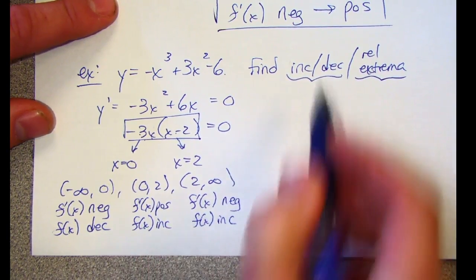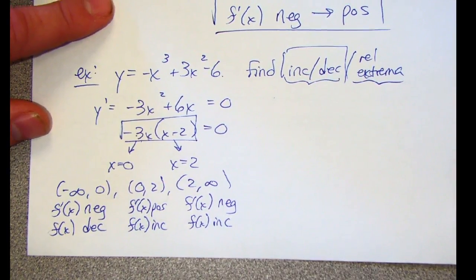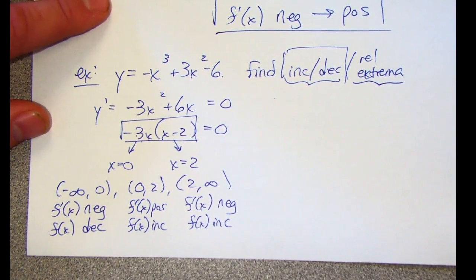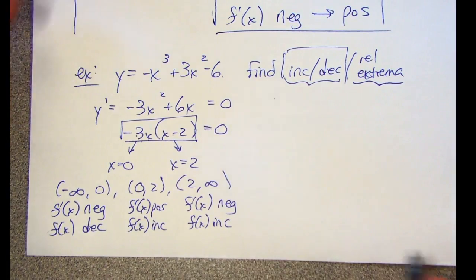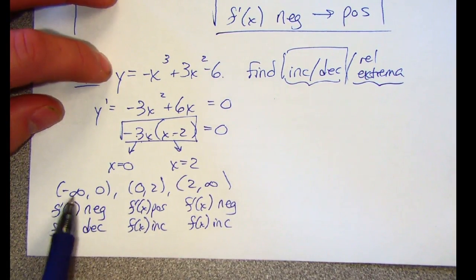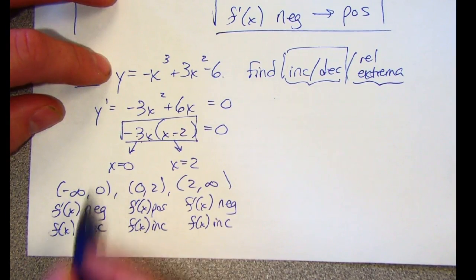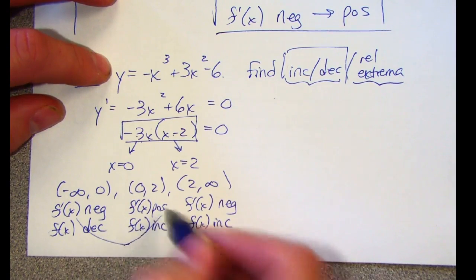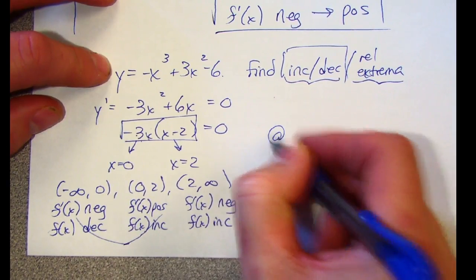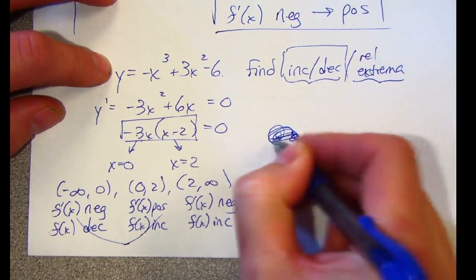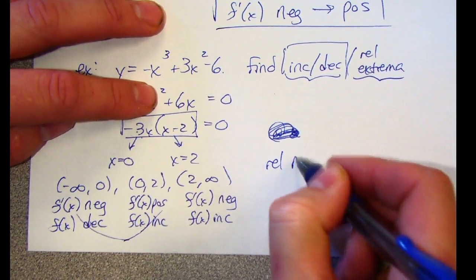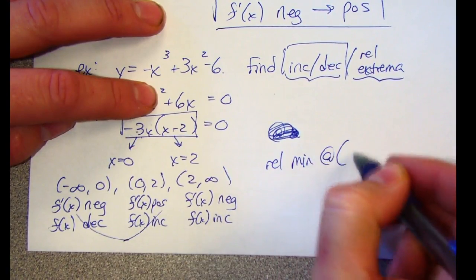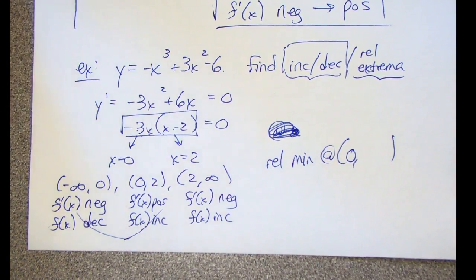So you've answered that part of the question right there, because you just told me where everything's increasing and decreasing. Now relative extrema is where it switches from one to the other. So up until 0, we were going down. From 0 to 2, we start going back up. So at x equals 0, there's a relative min. So relative min at 0, comma, something.